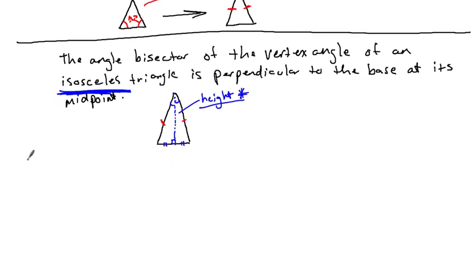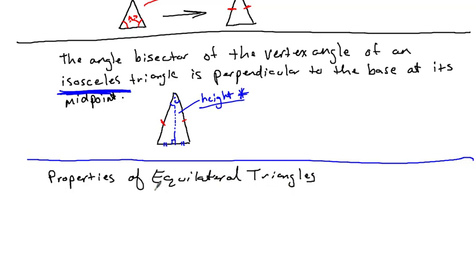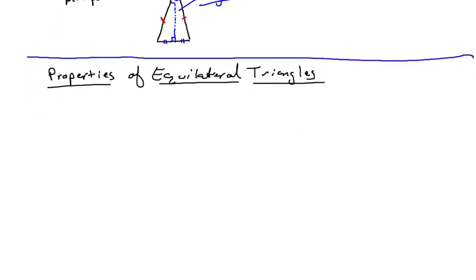All right, one more theorem and we are done. Actually, it's like 1.5 theorems. It's two little things we're going to write down. These are two properties. We talked about isosceles, now we're going to talk about equilateral. So, properties of equilateral triangles. Remember, equilateral means all three sides are the same. These are not necessarily related to the isosceles ones we just did.